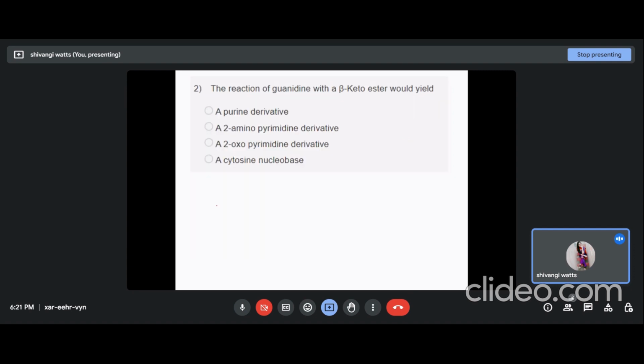So now moving to the next question. The reaction of guanidine with the beta keto ester would yield... If guanidine is allowed to react with beta keto ester, then what will be the product? We have to tell this.